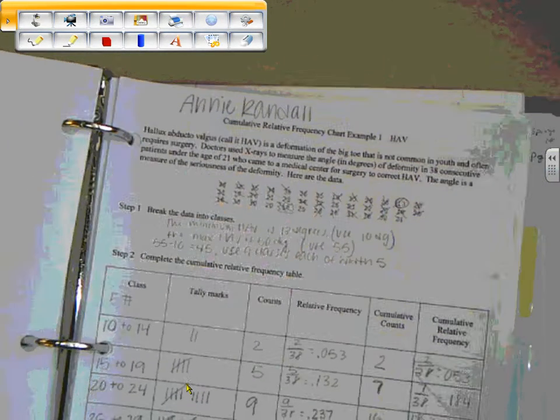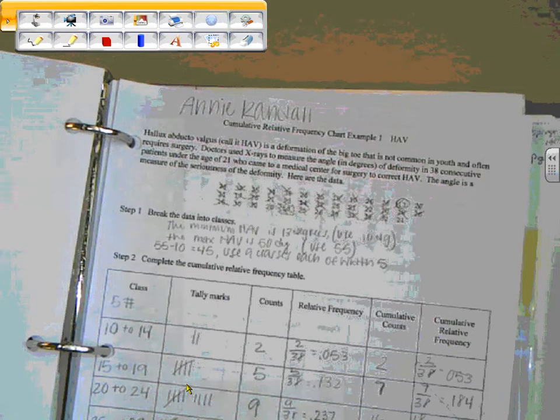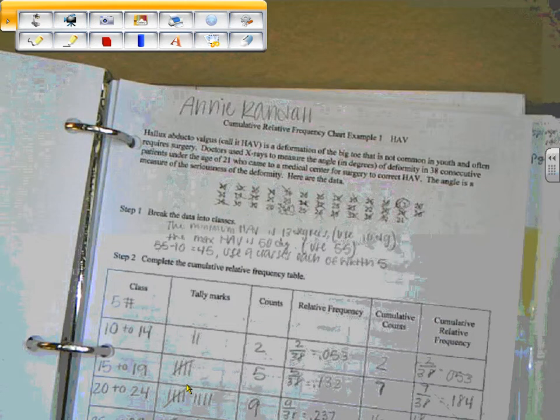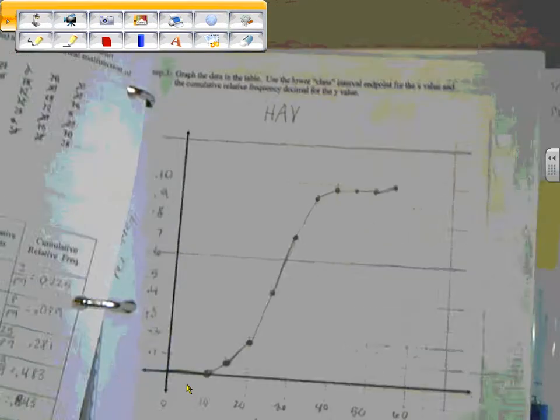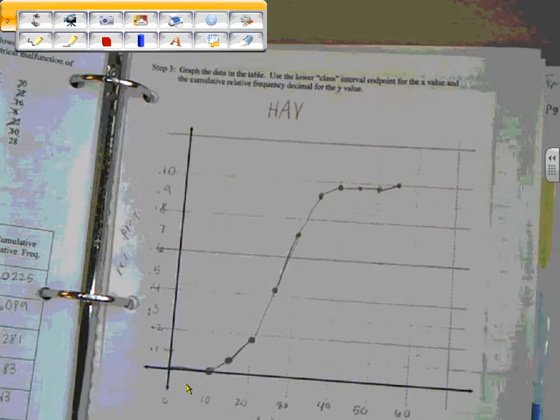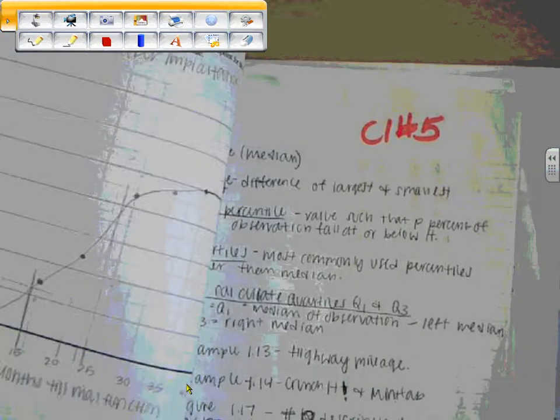Next, we form our own ogives, our cumulative relative frequency charts, the Have data, and on the back of it is the Pace data, followed by the ogive that we created of the Have data, and on the back of that, the Pace data.